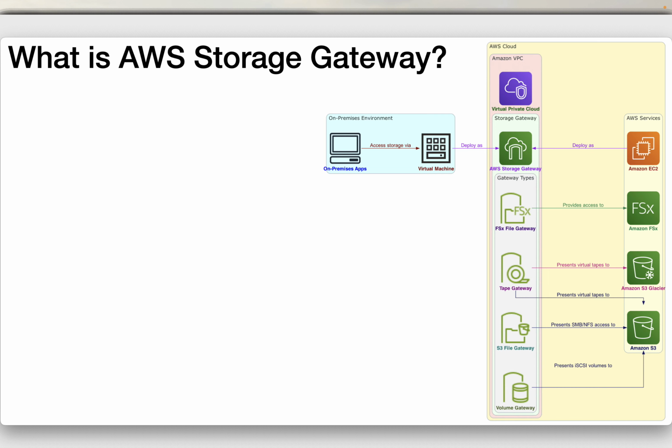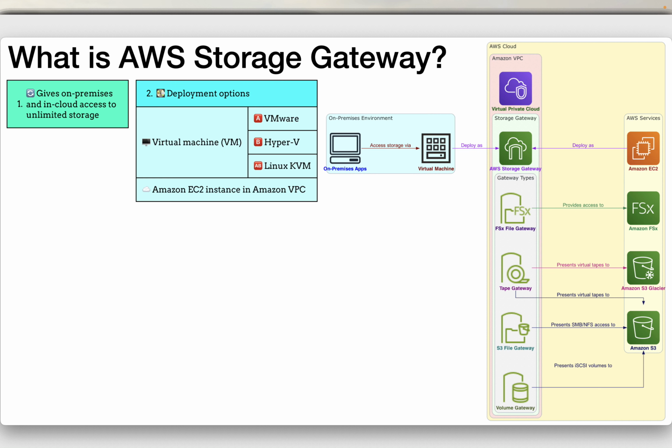What is AWS Storage Gateway? AWS Storage Gateway gives your applications which are on premises or in cloud access to virtually unlimited cloud storage. You can deploy Storage Gateway as a virtual machine (VM) within your VMware, Hyper-V or Linux KVM virtual environment, or as an Amazon EC2 instance within your Amazon Virtual Private Cloud (VPC).